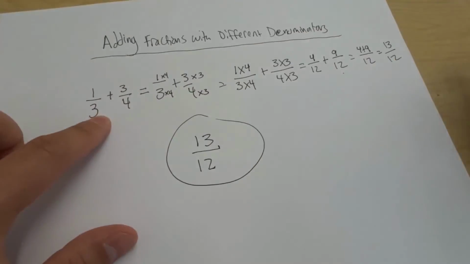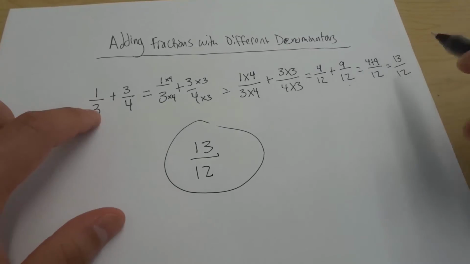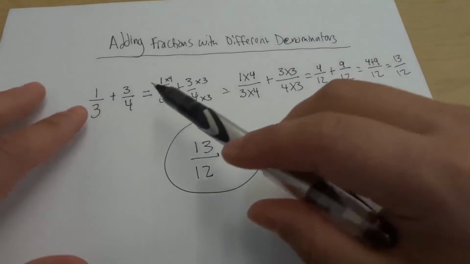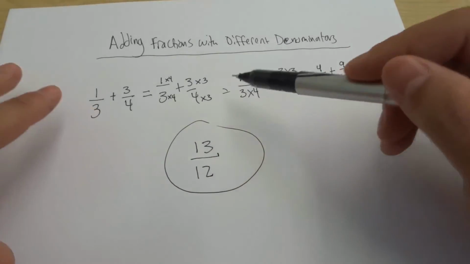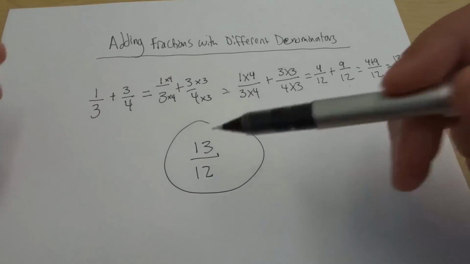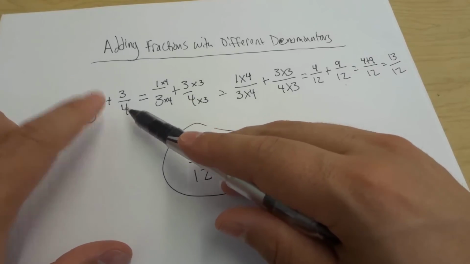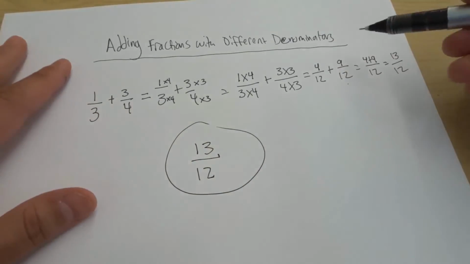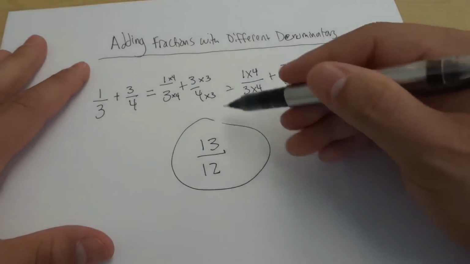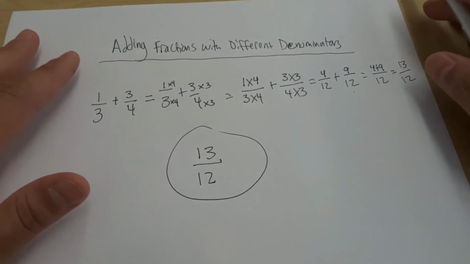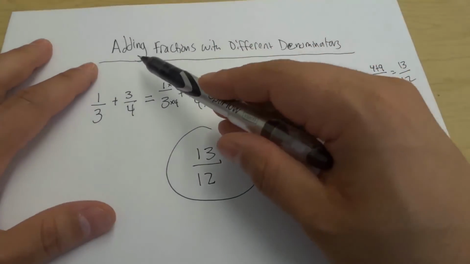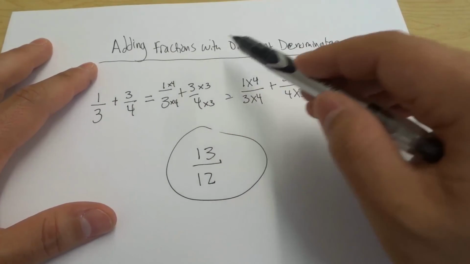When we added these two fractions together that had different denominators, all that we really had to do was convert them to have the same denominator using the least common multiple. Basically, you want to find a number that is a multiple of both of the denominators, convert them in that way, rewrite them, simplify them, and you get to your answer. And that's basically it. In this video, I've shown you the process for adding fractions with different denominators.